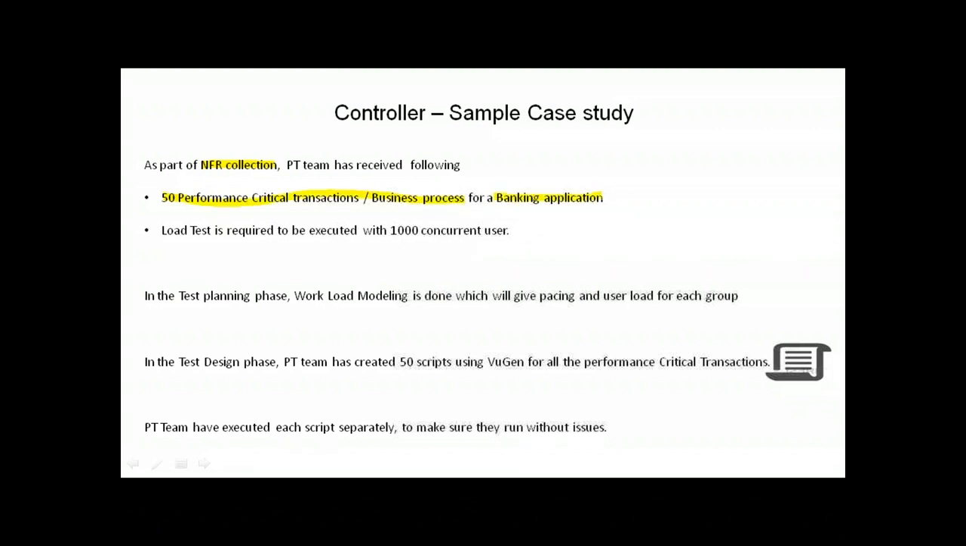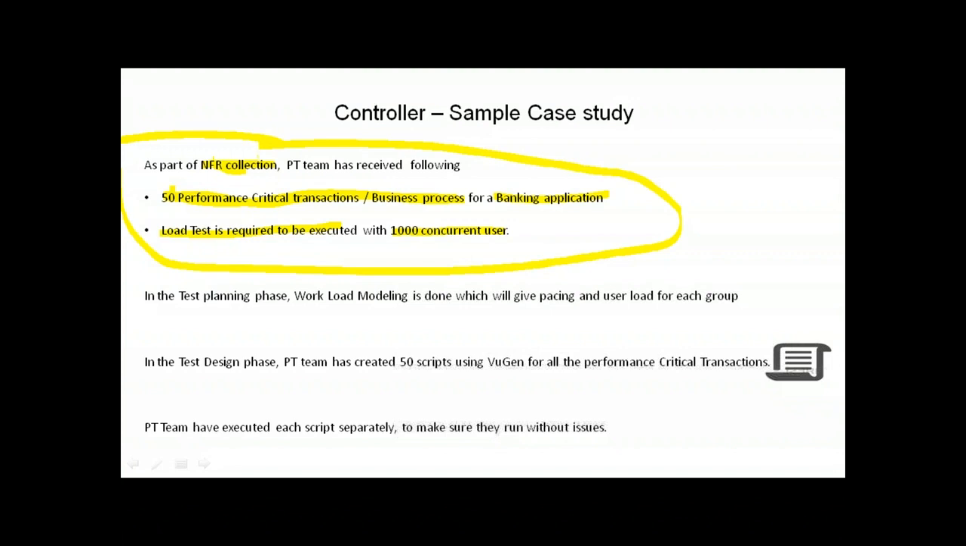Our application under test is a banking application. Let's say it's BOFA, Bank of America. Now there are 50 performance critical transactions or business processes you have collected as part of NFR. Who has given you this information? The client has given you this information. Now you store this information. And the client has also told you that the load test needs to be executed with how many virtual users? 1000 concurrent virtual users. So this is the basic information you have collected from the client.